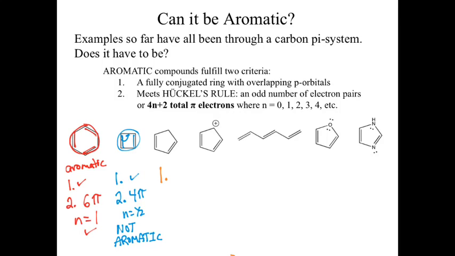Number 1. Fully conjugated ring with overlapping p orbitals. Well, I do have pi bond, sigma, pi bond, but then I go sigma, sigma. Okay, so sigma, sigma, pi, sigma, pi. This structure is not fully conjugated. Because it's not fully conjugated, rule 2 fails. So I guess we'll use x's. Okay, which we would then potentially classify as not aromatic again.